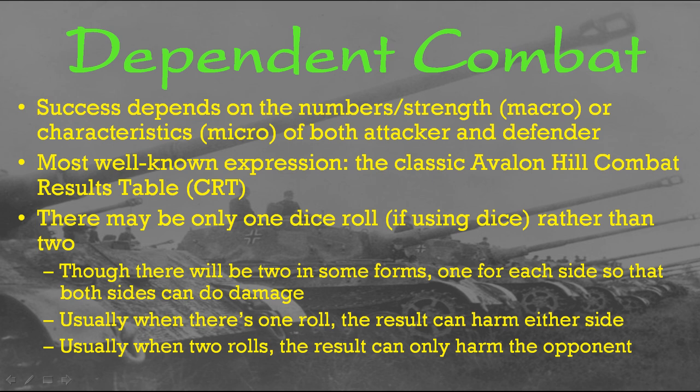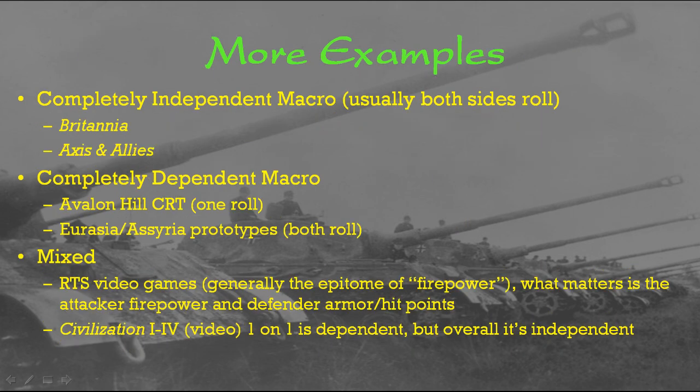Now, on the other hand, if you think of Dungeons and Dragons, where you take into account the armor class of your target as well as how well your individual character can hit, that is quite dependent. More examples. Britannia macro is completely independent, so is Axis and Allies. It doesn't matter how many enemies there are, you have the same chance of hitting in Axis and Allies.